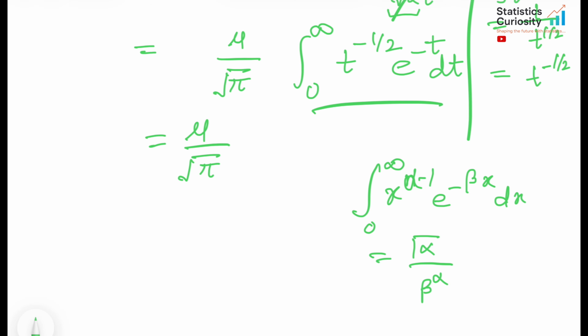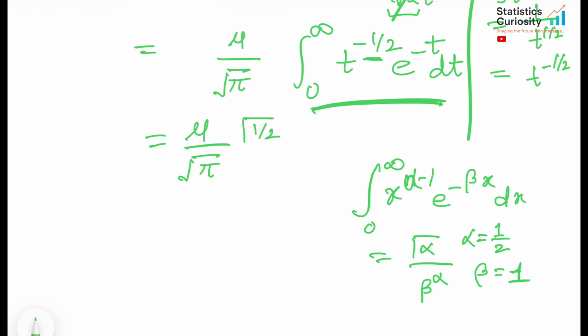So using this gamma function, this integration will become mu upon under root 2 pi t raised to the power, you can write this t raised to the power minus 1 by 2 as 1 by 2 minus 1. So it will become gamma 1 by 2. At place of alpha you are having 1 by 2. 1 by 2 minus 1 will give you minus 1 by 2. And at place of beta you are having minus t, that means minus 1. Actually 1 only. You are having 1.